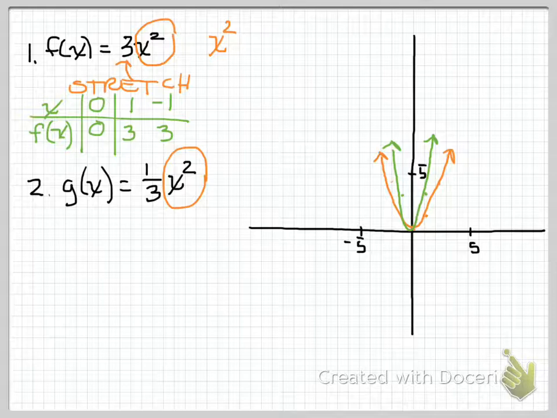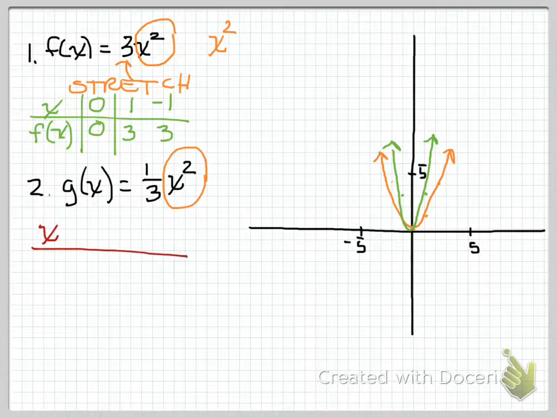The second function, g of x, we're multiplying by 1/3, and that's going to have the effect of compressing. So if you think of pushing down on those ends, what's going to happen is you'll have the same basic shape, but your curve is going to get wider. And let's map out a few points to see what we mean by that.